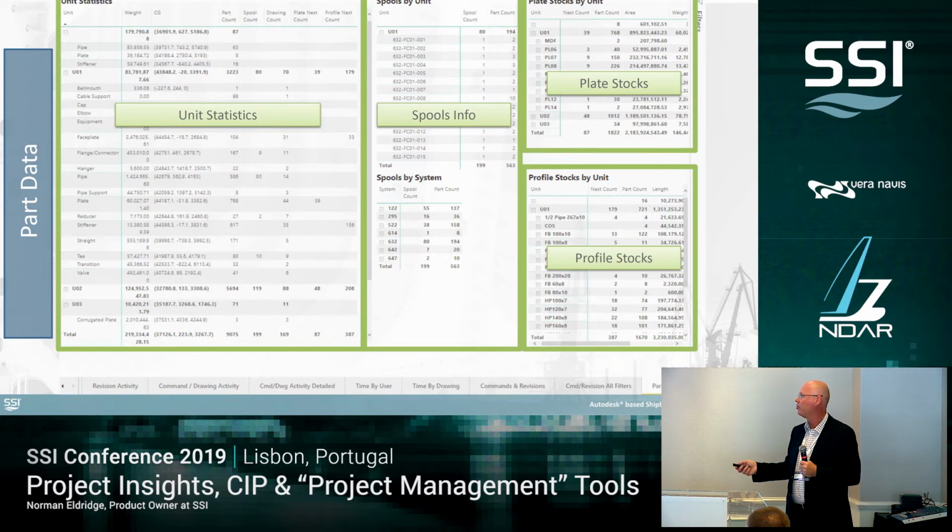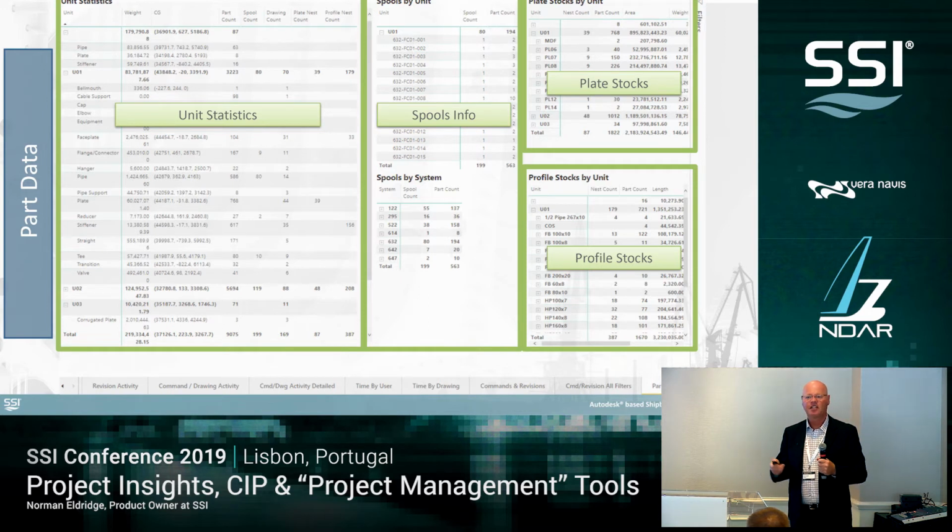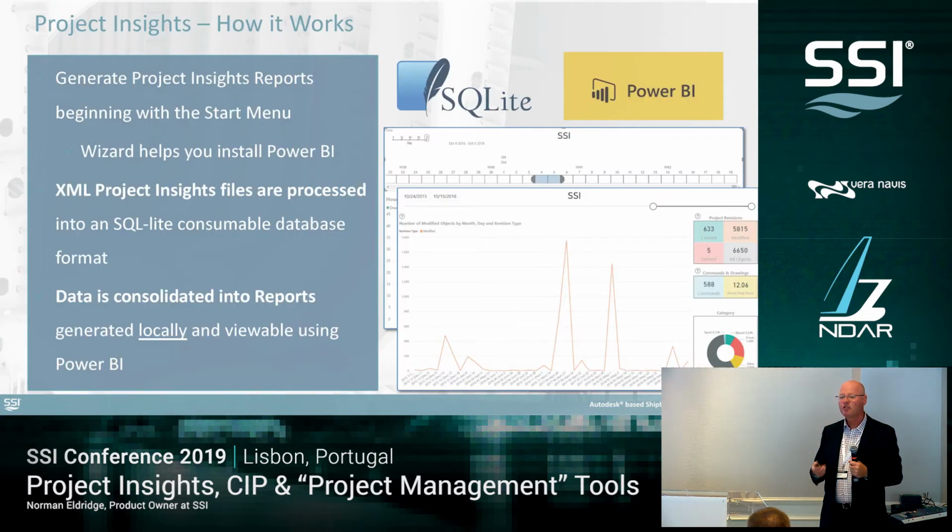So just an example, we recently added parts data. You'll hear more about that later today. But we get information on the unit statistics. We've got spool information, the spool counts, the part counts. So that's all the kind of data that's accessible. So we'll get into it. Spools by system, plate stocks by unit, profile stocks. It's just an example of all the different things around parts that are useful information. So that's accessible now in Project Insights.